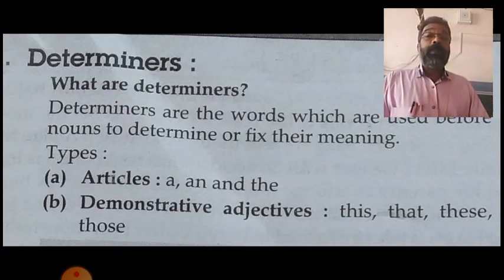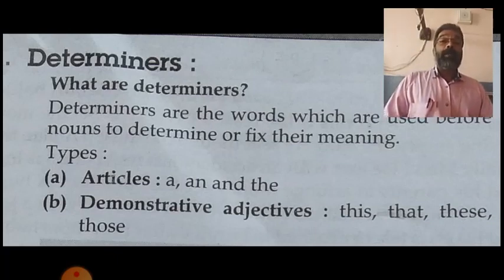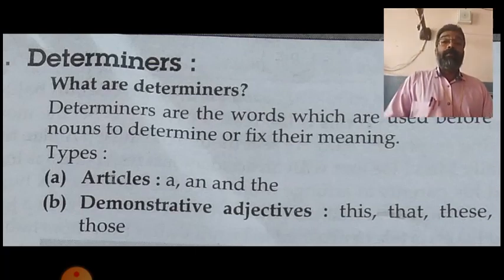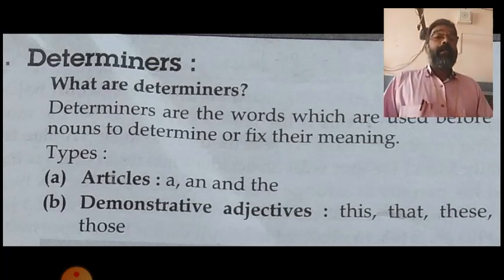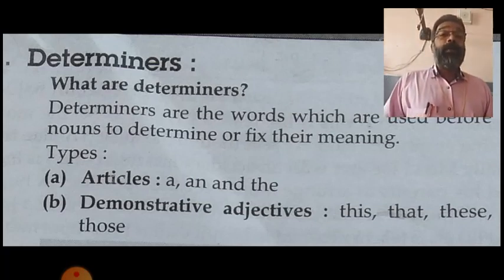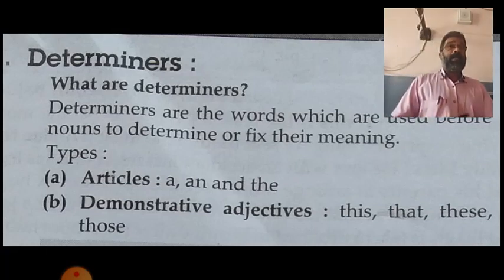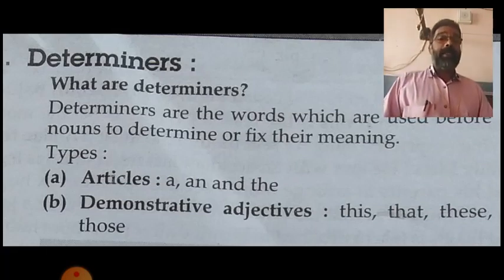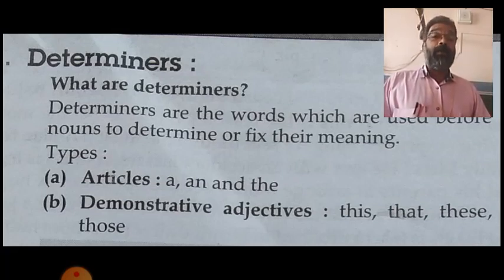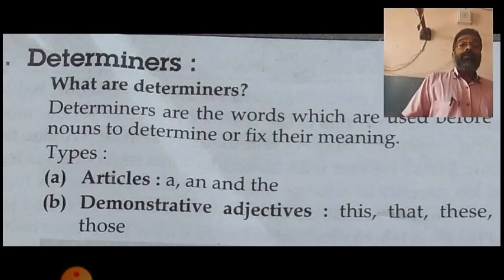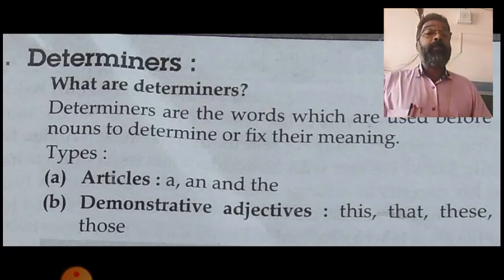Dear students, today we shall learn about determiners. What are determiners? Determiners are the words which are used before nouns to determine or fix their meanings. So, determiners are actually a variety of adjectives which are used before nouns to determine or fix their meanings. Now, we shall see some of the determiners.